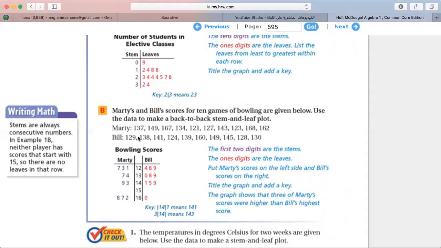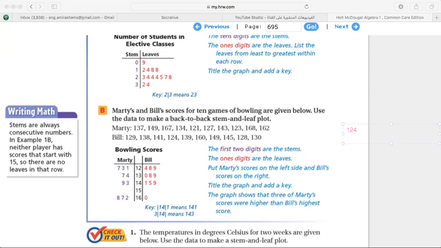Bill. And I will arrange the numbers from least to greatest. Okay, 129, what is the least number? The least number is 124. What has 120? What is 120 also?